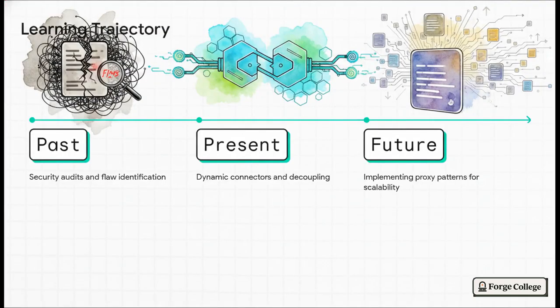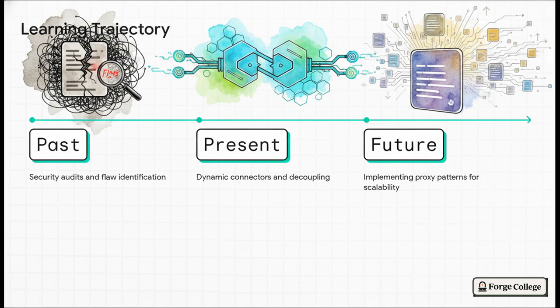Let's zoom out and look at how this fits into your broader learning journey. You can really see the evolution here. In the past, we mapped out security audits to find the cracks. Presently, in this explainer, we've built dynamic connectors to decouple our logic and protect our state. And that trajectory points us directly to the future, our next massive conceptual leap, which is implementing proxy patterns for ultimate scalability.